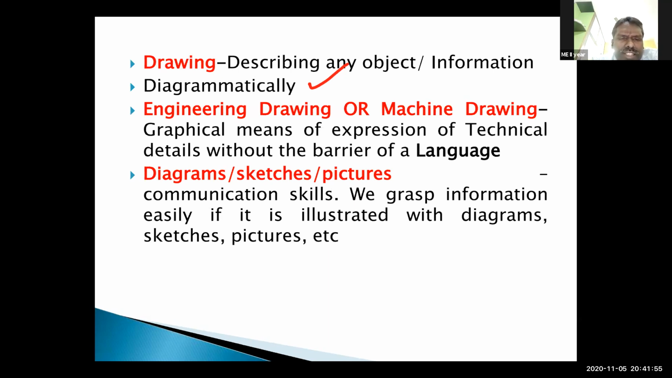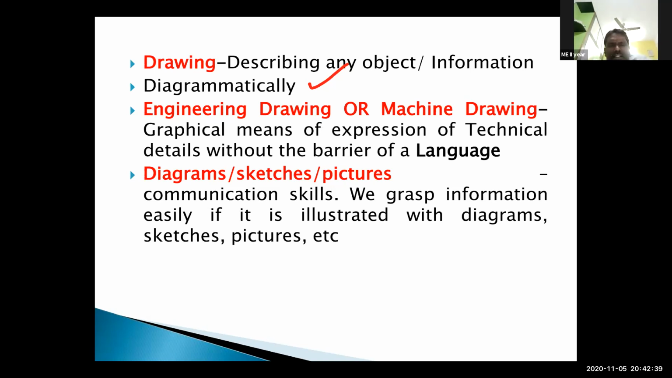What is the meaning of engineering drawing or machine drawing? It is a graphical means of expression of technical details without the barrier of language. Suppose an engineering component is there, suppose a bridge is there, suppose a dam is there, suppose a mechanical component like a lathe machine or a drilling machine is there. Without the barrier of language, the drawing can tell all the features. Once you go through the drawing, it will give all the information. That is called the graphical means of expression, and that is called engineering drawing.